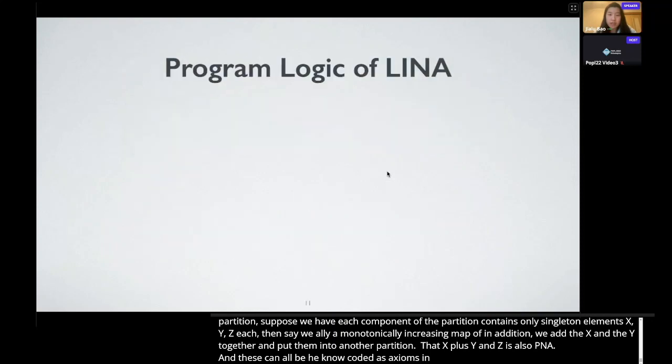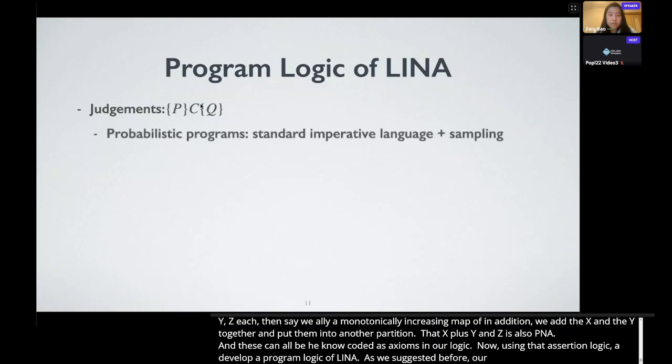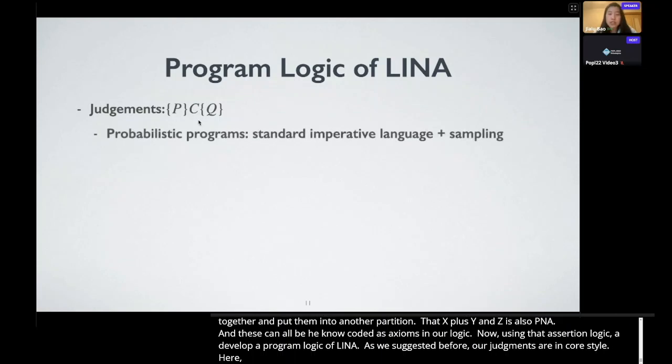Now, using that assertion logic, we develop a program logic of LINA. As we suggested before, our judgments are in Hoare style. Here, the program C is a probabilistic program. Specifically, we take a standard imperative language plus a sampling command.